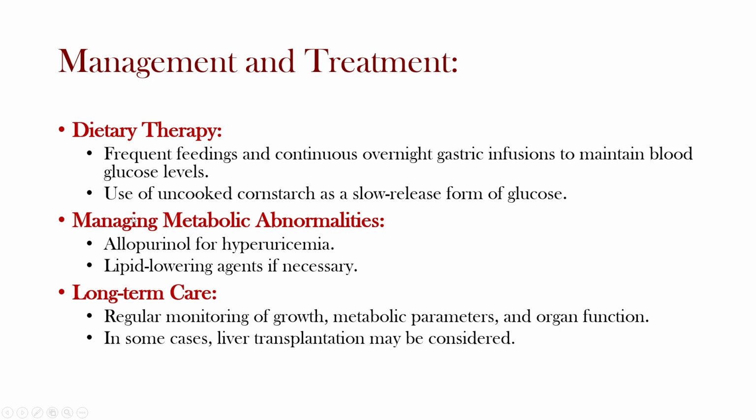Managing metabolic abnormalities: we can give allopurinol for the hyperuricemia, and we can give statins to lower the lipids in the body, because we said that they will be high as we use them as an alternative source of energy. And for long-term care, we should always monitor our parameters: the glucose level in the body, the uric acid levels, the lipid levels, and liver transplantation could be considered in severe cases.